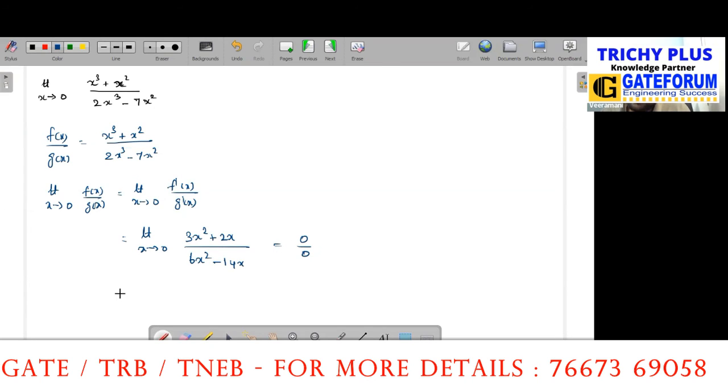So we need to go for one more round. So you take x tends to 0. Again, you differentiate the numerator and differentiate the denominator separately. Don't do the differentiation of the whole numerator by denominator. You have to do it separately, because this is f double dash of x divided by g double dash of x. So it's going to be 6x plus 2 divided by 12x minus 14.